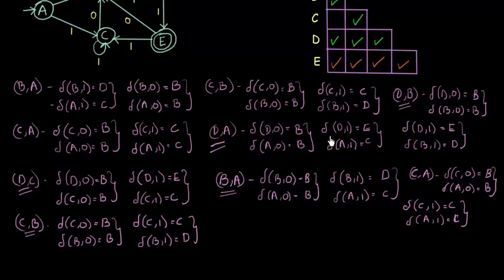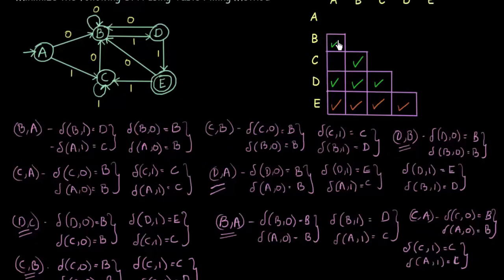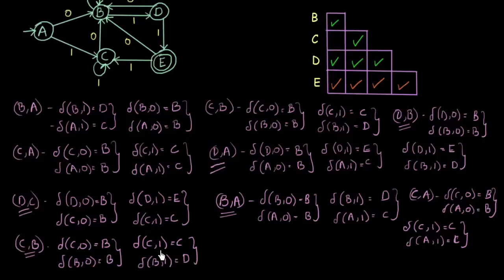Now we find that in the table, if you look here, this is the only unmarked pair now, and this is the only one we need to check in the next step. So let us just check this step for this pair, that is the pair of CA. So let me check it here. CA.